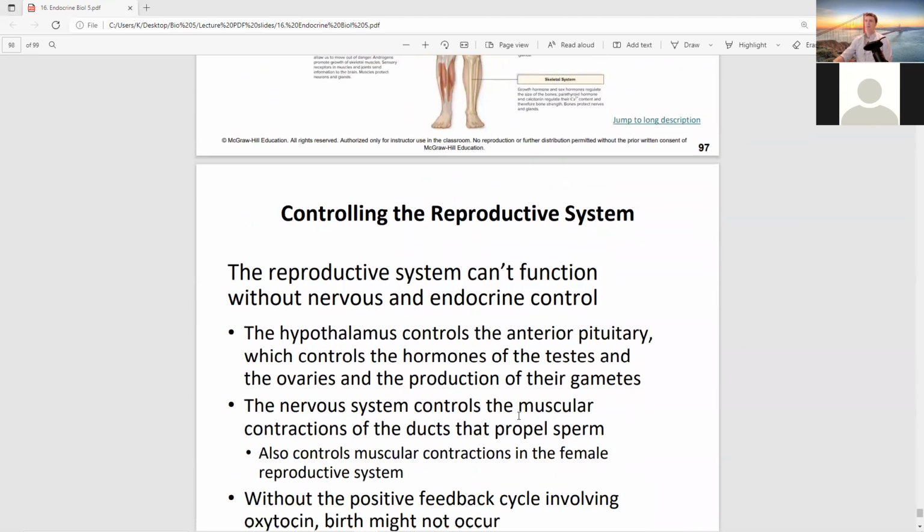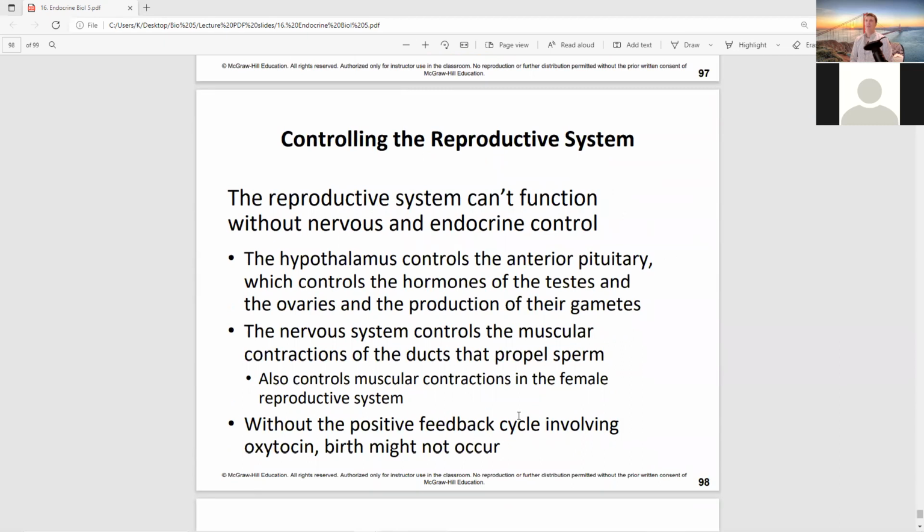Okay, so controlling the reproductive system. The reproductive system can't function without nervous and endocrine control. The hypothalamus controls the anterior pituitary, which controls the hormones of the testes and the ovaries and the production of their gametes. The nervous system controls the muscular contraction of the ducts that propel sperm, and also controls muscular contractions in the female reproductive system. Without the positive feedback cycle involving oxytocin, birth might not occur.